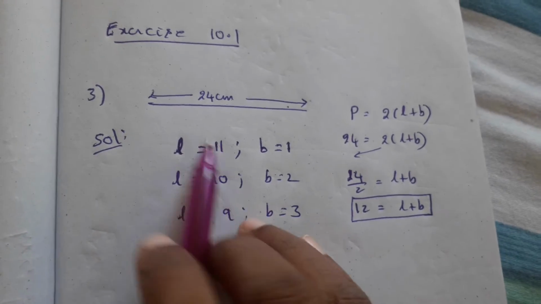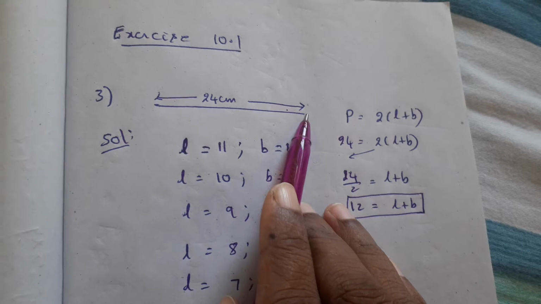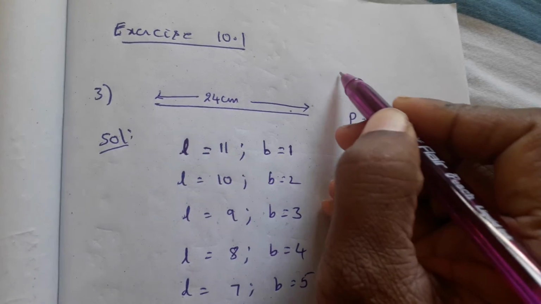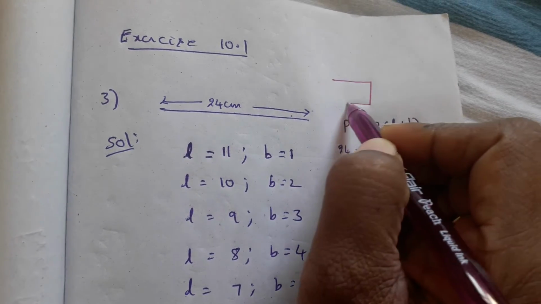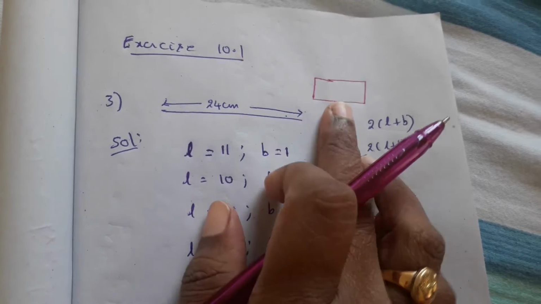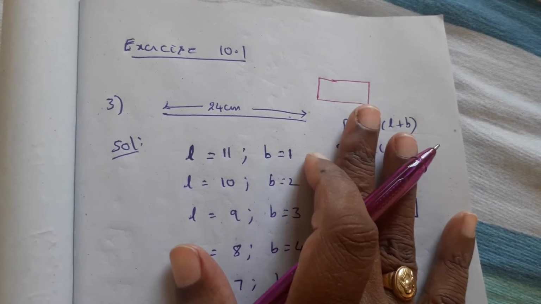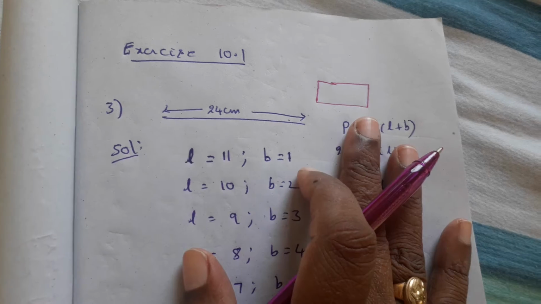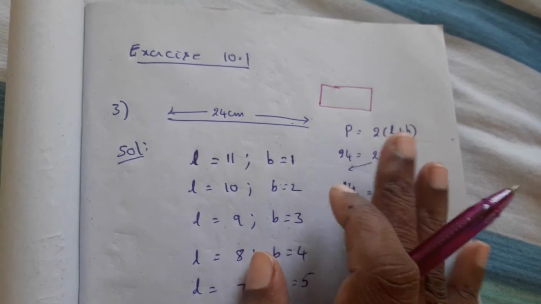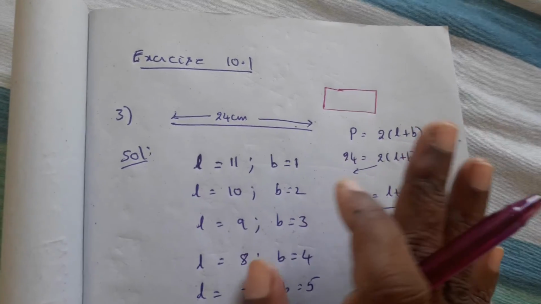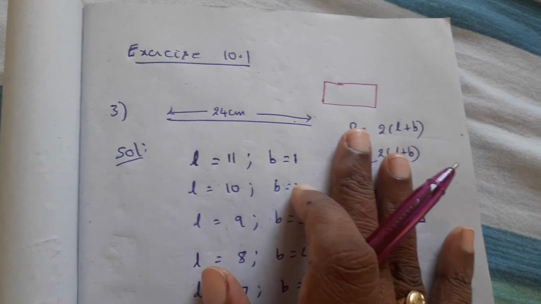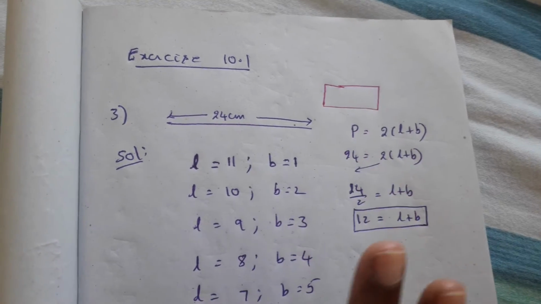So what is given? A string is given to us whose length is 24 centimeters. Now they are asking us to find the number of rectangles that can be formed using this one with different sides, and those should be integral sides, meaning they should be integers, there should not be a decimal point in this. So how many can be formed and what are those sides in centimeters?